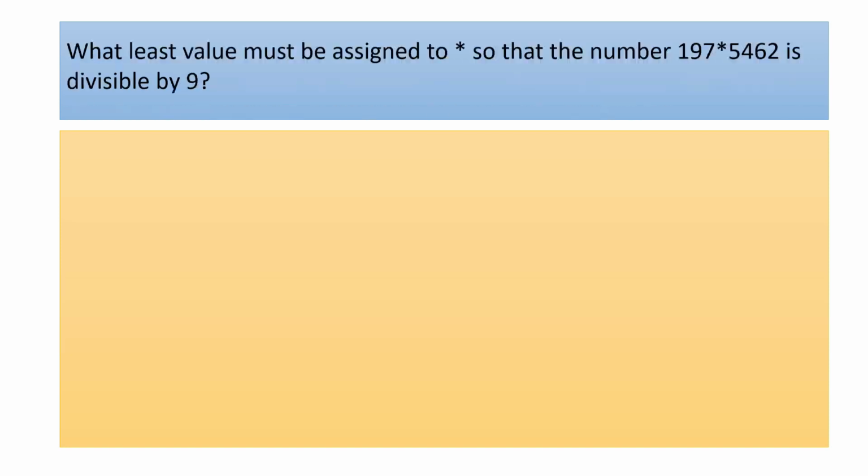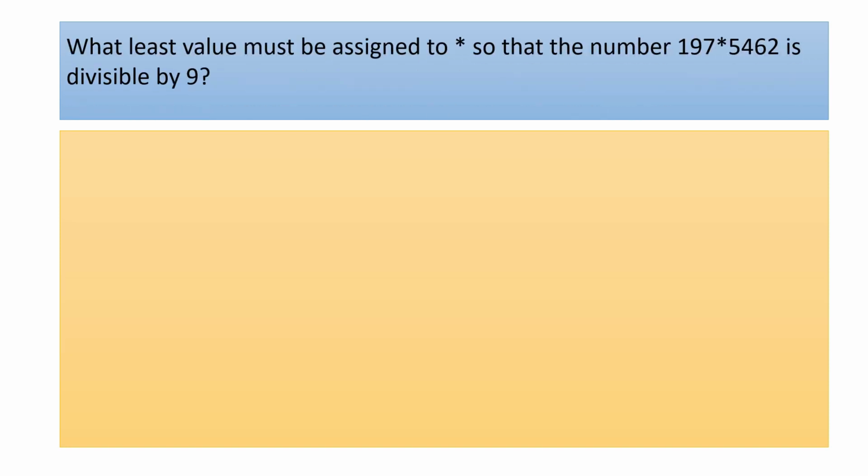Let's jump into the next problem. What least value must be assigned to star so that the number 197 star 5462 is divisible by 9? From the problem statement, we can clearly understand that they have given a numeral, 197 star 5462, with a missing digit star, and we have to find the star. That means we have to find the missing digit so that the given number is divisible by 9, and that missing digit should be the least value.